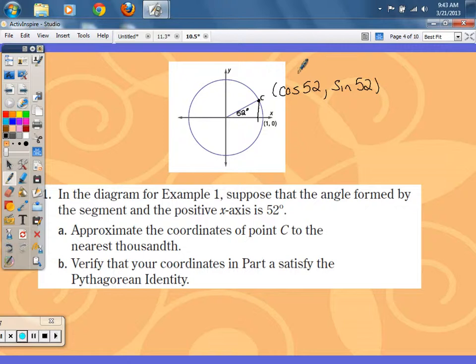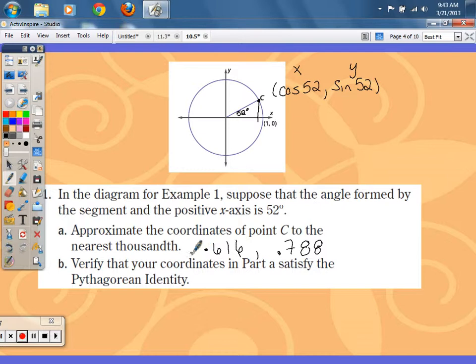Because the x goes with cosine, the y goes with sine. They don't want exact, though. They want us to approximate to the nearest thousandth. So I'm going to go ahead and type it in my calculator. Cosine of 52, I get 0.616 approximately. Sine of 52, I get 0.788 approximately.